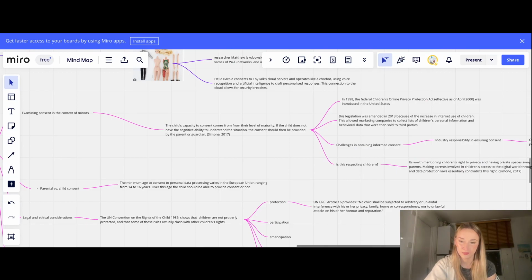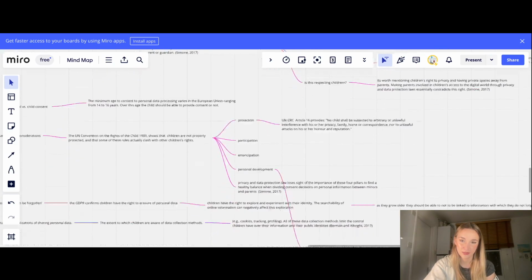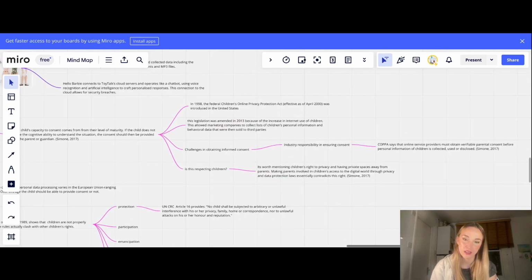the parent or guardian. In 1998, the Federal Children's Online Privacy Protection Act, effective as of April 2000, was introduced in the United States. This legislation was amended in 2013 because of the increase in internet use of children. This allowed marketing companies to collect lists of children's personal information and behavioral data that were then sold to third parties. Challenges in obtaining informed consent.